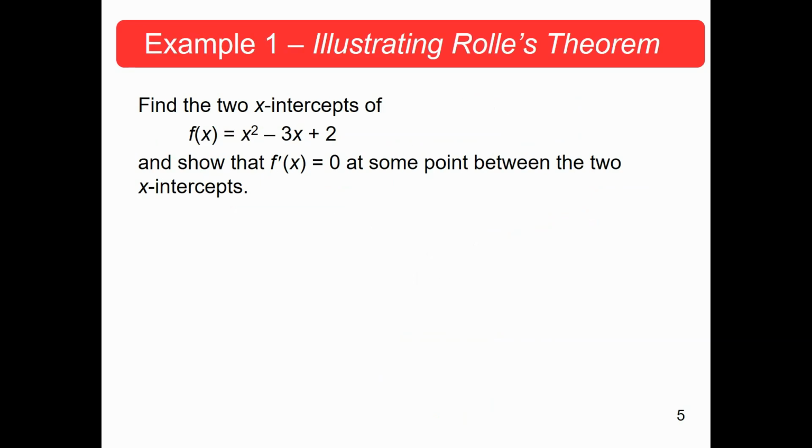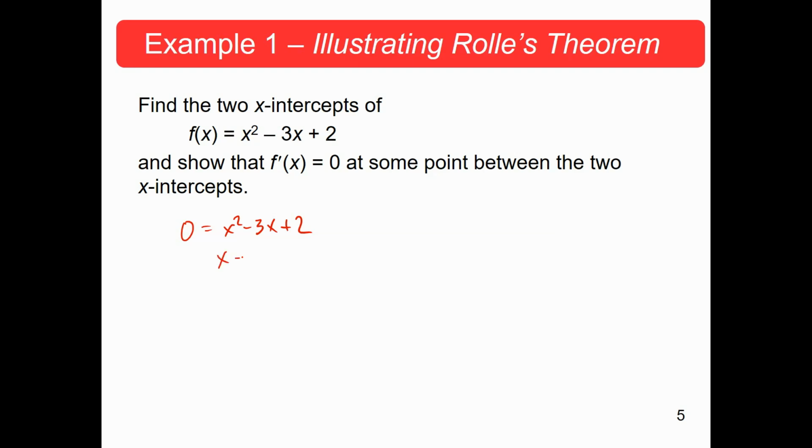Now we're not going to use Rolle's theorem to find the intercepts. We're going to use Rolle's theorem once we have determined the two intercepts. We're going to show that there is some point between those two intercepts that has a maximum or a minimum. Why is that the case? Because what is the y value at the x-intercepts? Well, I know that just means x squared minus 3x plus 2 equals 0. My y value for both of these will be 0.